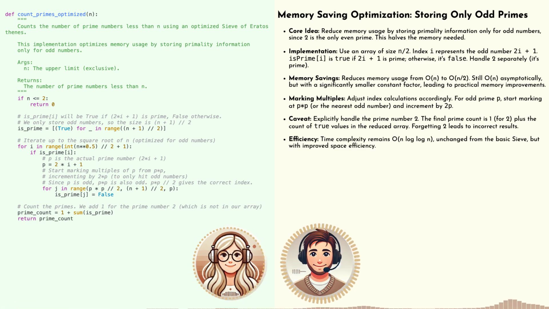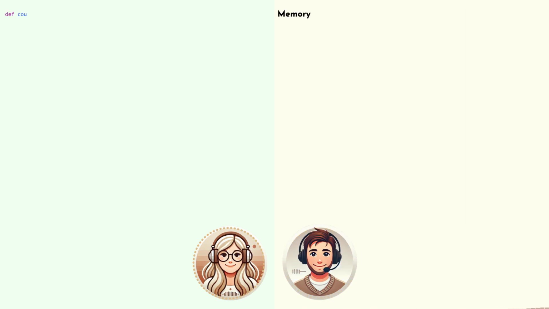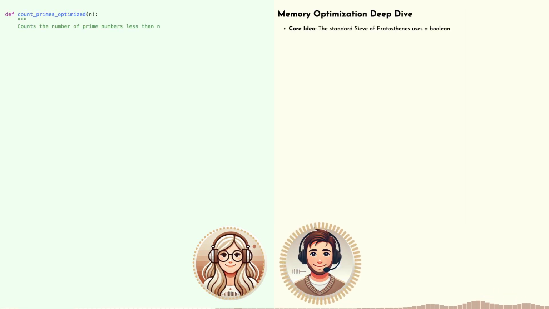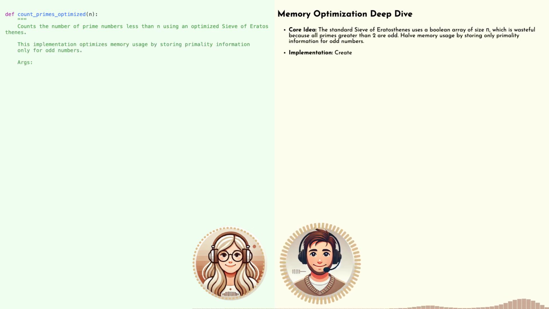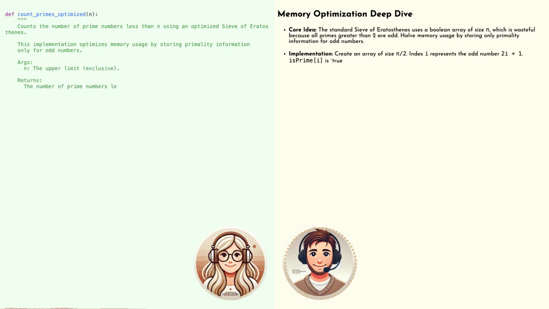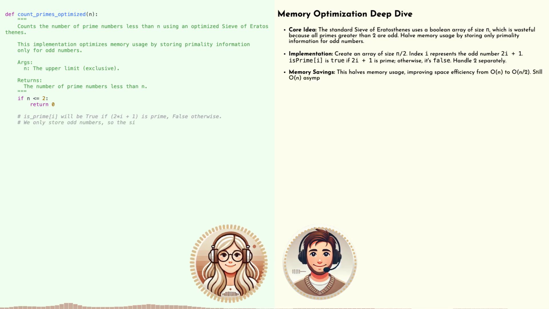Ooh, a memory-saving optimization. I'm always up for that. Let's hear it. All right, so we've been talking about how to optimize the Sieve of Eratosthenes, and you mentioned a memory-saving trick. What is that all about? Okay, so remember how we've been using that Boolean array, the isPrime array, to keep track of whether a number is prime or not?